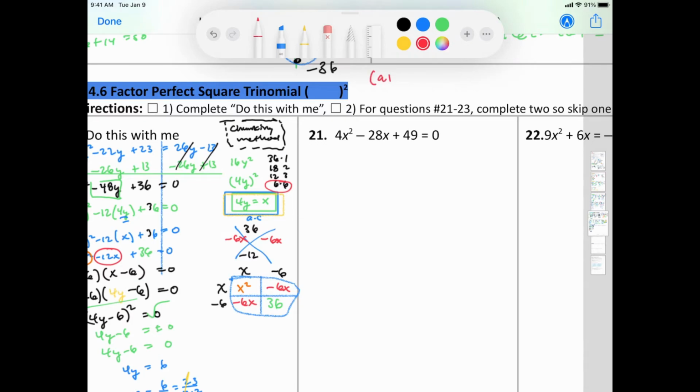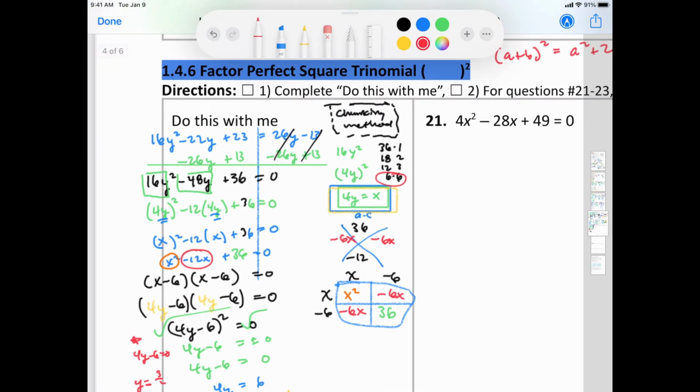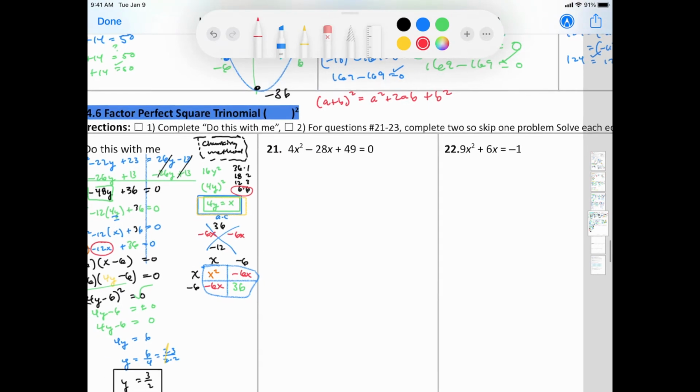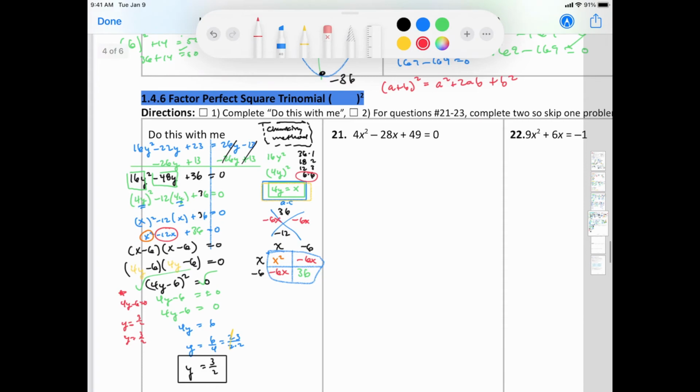But hey, if you want to see it, (a plus b) quantity squared is a squared plus 2ab plus b squared. Yeah, that one looks fun. So I think the chunking method helps. It's a strategy we actually use in higher level math to make problems a little bit simpler or more bite-sized. All right, for questions 21 to 23, go ahead and complete 2 and skip 1, and then solve each equation by factoring.